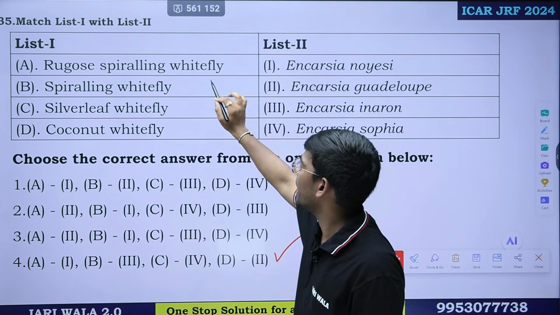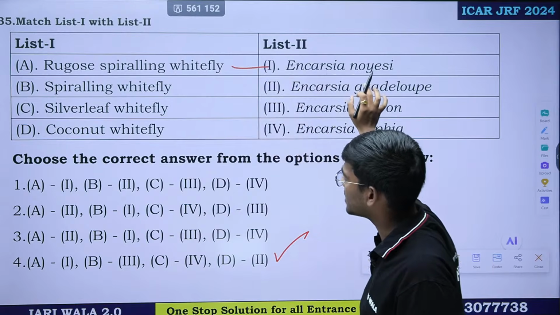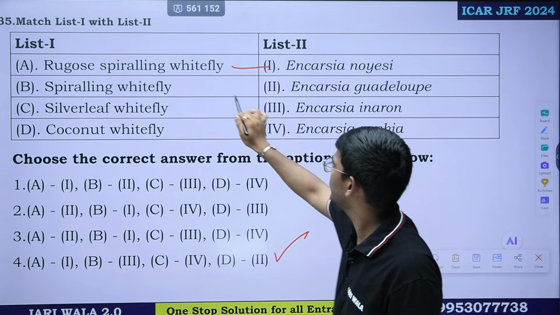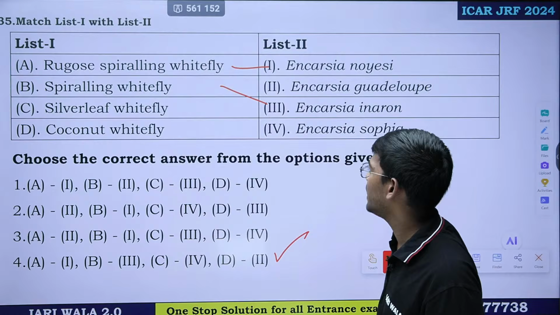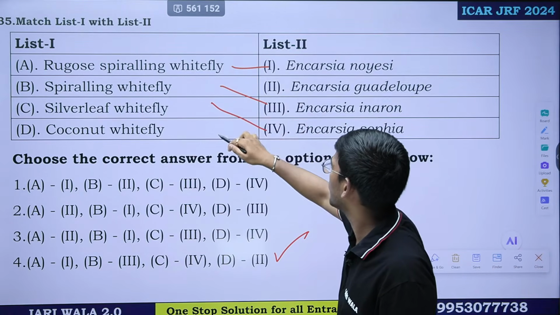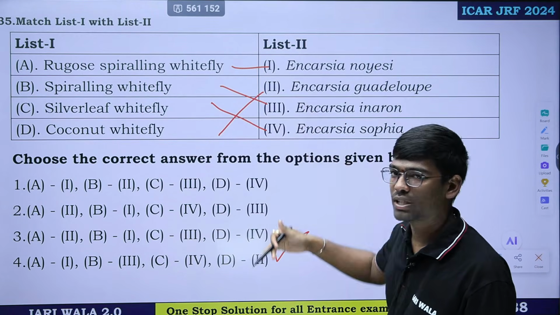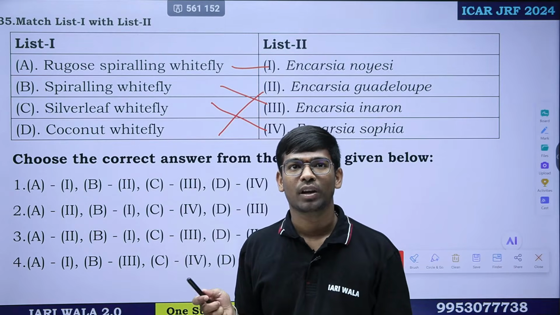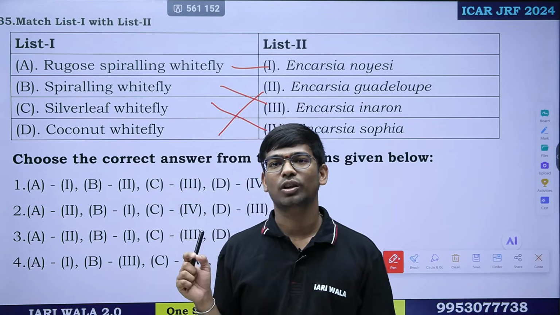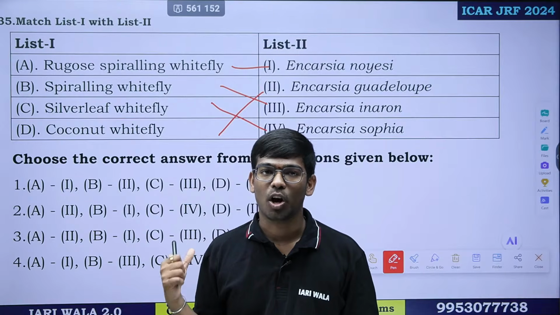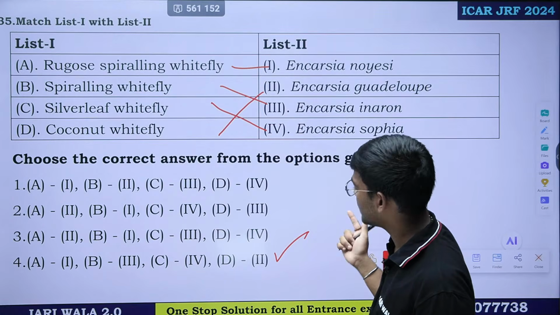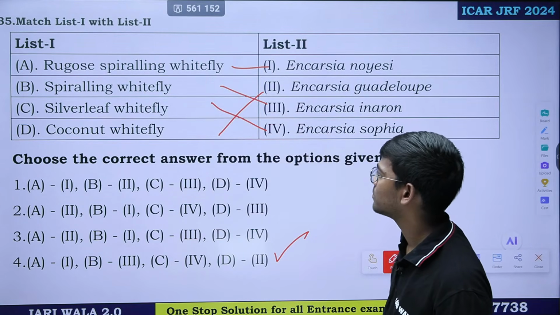So here rugose spiraling whitefly goes to Encarsia noeae. Okay, and spiraling whitefly goes to Encarsia ineron. This we know. Silverleaf whitefly, that is Encarsia sophia. This we know. And coconut whitefly is Encarsia guadeloupae. This B and C we know mostly, and the confusing options were A and D, rugose spiraling whitefly and coconut whitefly. So for that, we need to follow the host preference principle. So the option will become the 4. A1, B3, then C4, D2. Yes, option 4. Okay.